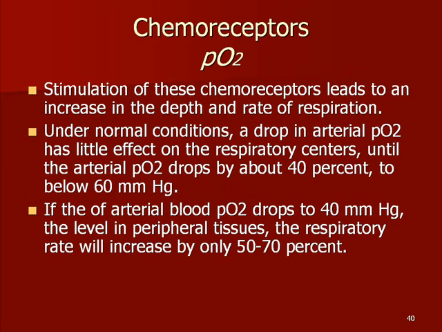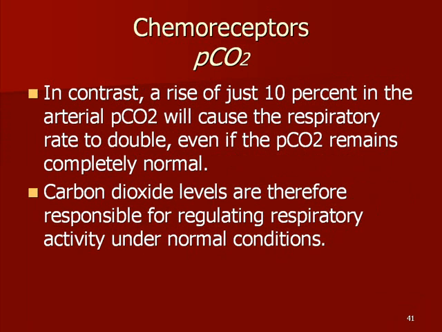Under normal conditions, a drop in PO2 has little effect on the respiratory center until the arterial PO2 drops below 60 millimeters of mercury. If the arterial blood PO2 drops to 40 millimeters of mercury, the level of peripheral tissue, the respiratory rate will increase by only 50 to 70%. In contrast, a rise of 10% in the arterial PCO2 will cause the respiratory rate to double, even if the PO2 remains completely normal. Carbon dioxide levels are therefore responsible for regulating respiratory activity under normal conditions.